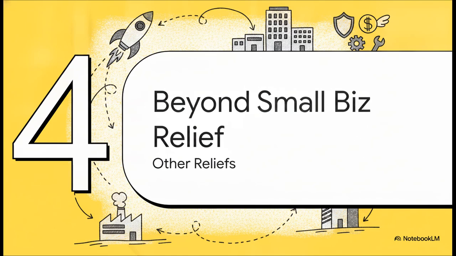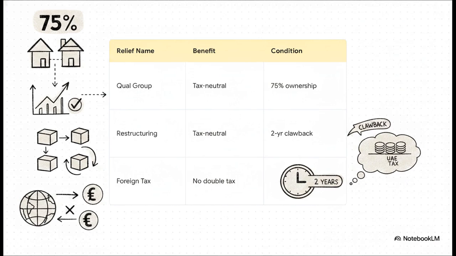Let's broaden the landscape a bit to show the full arsenal of other reliefs available to practitioners. Let's see how this builds out your strategic toolkit. First, you have qualifying group relief for entities with at least 75% common ownership, which allows for tax-neutral transfers. Then there's business restructuring relief, providing tax-neutral treatment for mergers and spin-offs, but definitely watch out for the 2-year clawback on those. And finally, foreign tax credits, which prevent double taxation when foreign tax has been paid, though it is strictly capped at the UAE tax payable.